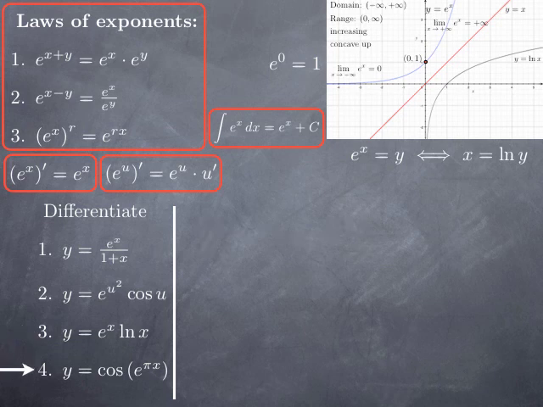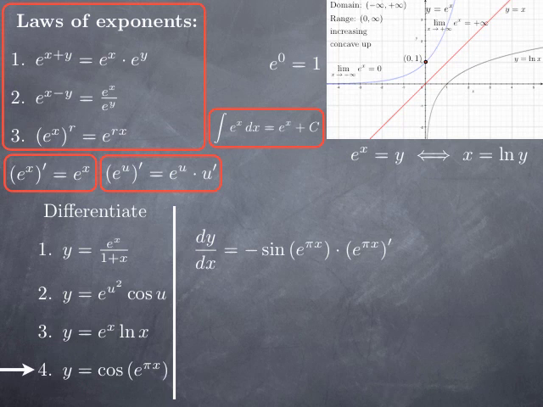Finally, I want to differentiate cosine of e to the pi x. Here I have the function e to the pi x that is plugged inside the cosine function, so it's a composite, and I'm going to use a chain rule. So the derivative of y with respect to x is the derivative of the cosine function, which is negative sine, evaluated at the inside function e to the pi x, so I get negative sine e to the pi x, and then I have to multiply by the derivative of the function inside, derivative of e to the pi x.